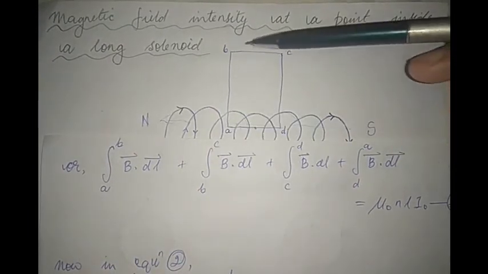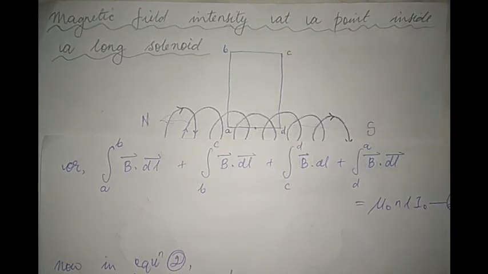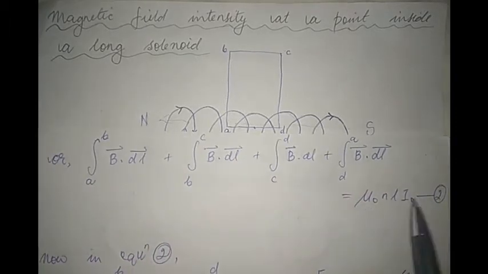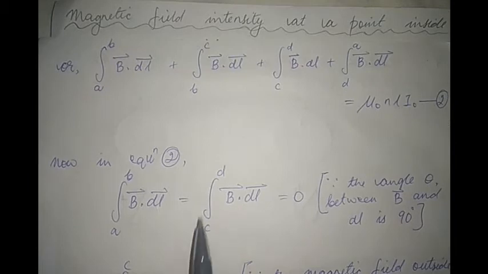We are integrating the magnetic field over AB first, then over BC, then over CD, then over DA. And this whole thing, the sum of these 4 different parts, is equal to mu naught N L I naught. This is our equation 2. Now what we get from this equation 2 is that the integration of the magnetic field over AB is equal to the integration of the magnetic field over CD, and these two things are equal to 0.